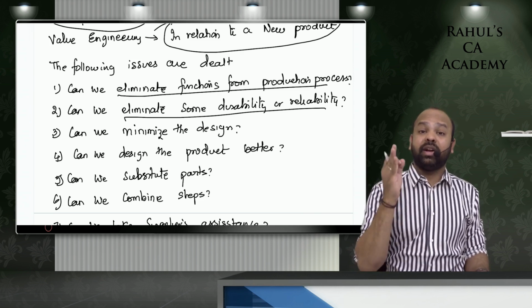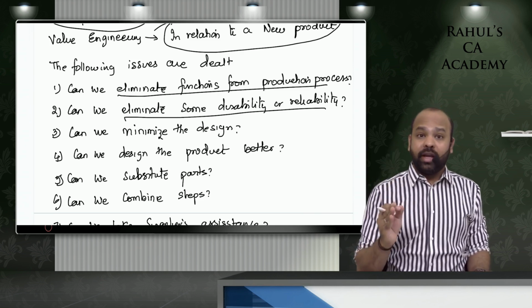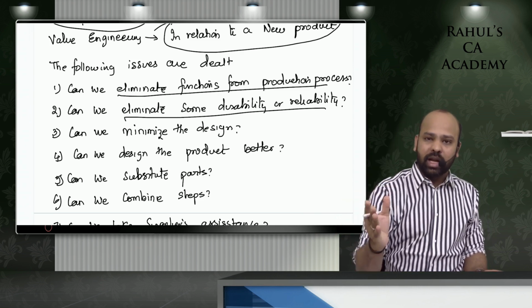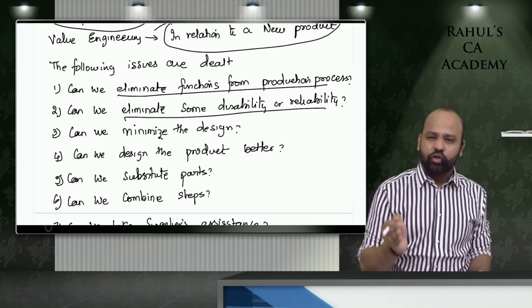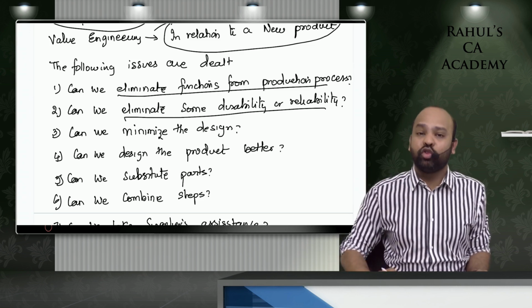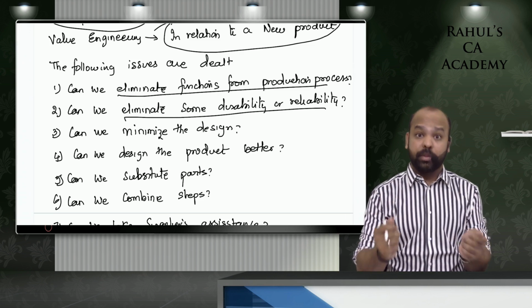I said there are different dimensions of quality. Not always are you supposed to give the best possible reliability, the best possible durability. See what the consumer wants. Can you reduce on the durability aspect? Can you reduce on the reliability aspect based on the consumer preferences?